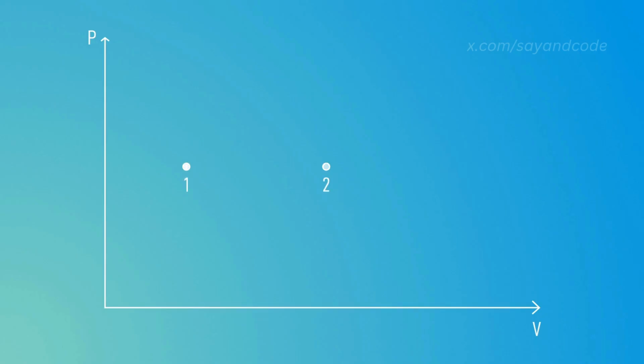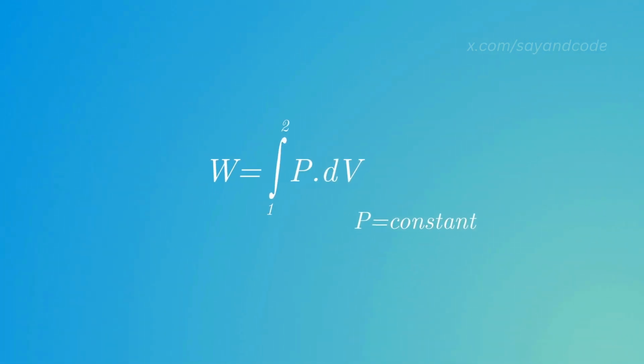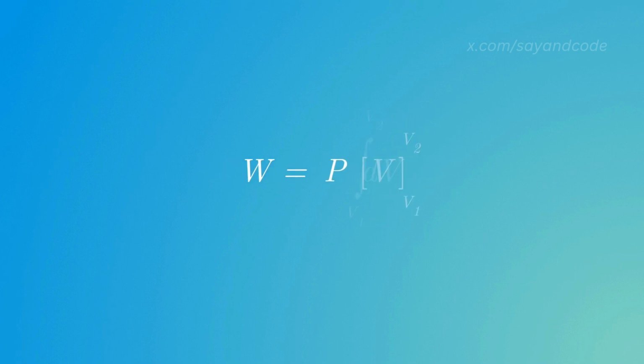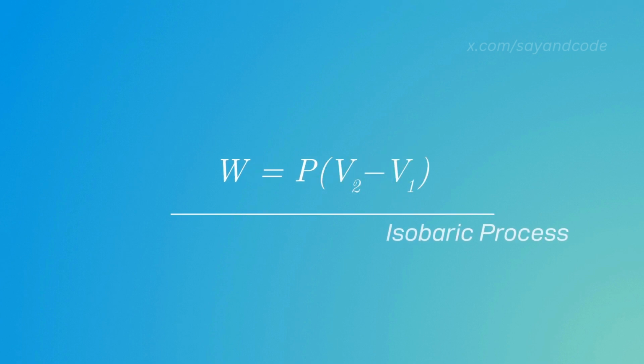In an isobaric process, pressure remains constant. Then, the equation for work done becomes integral of constant into dV from V1 to V2. We can take out this constant, which has the value of pressure, and integrate, which gives us the work done in an isobaric process as P into V2 minus V1.